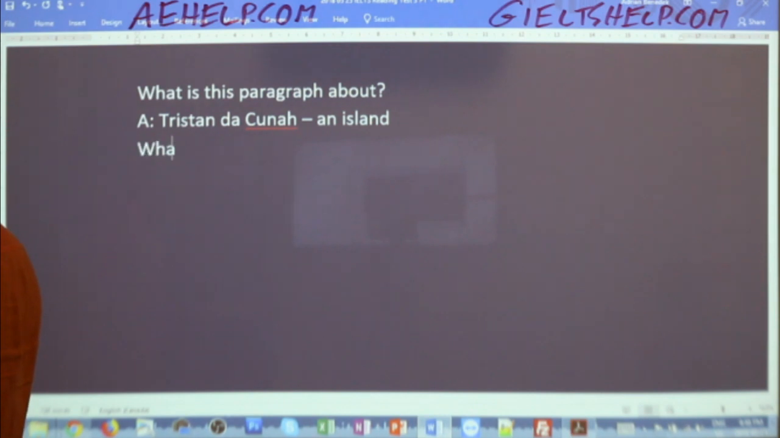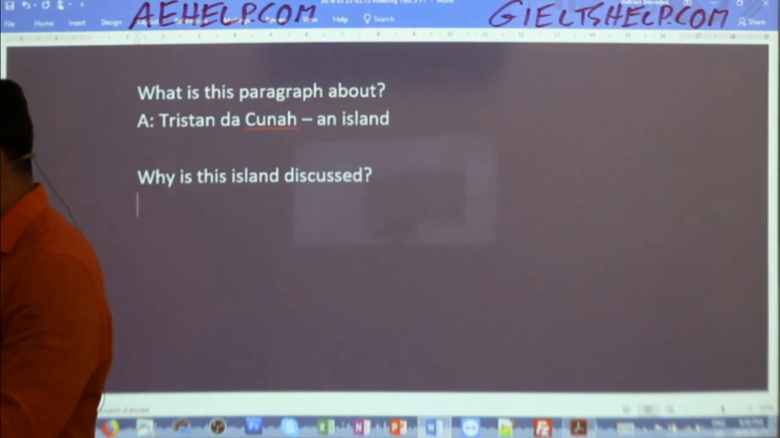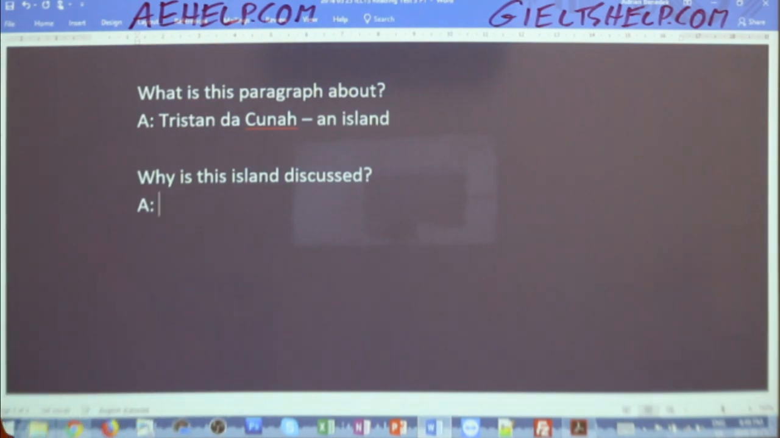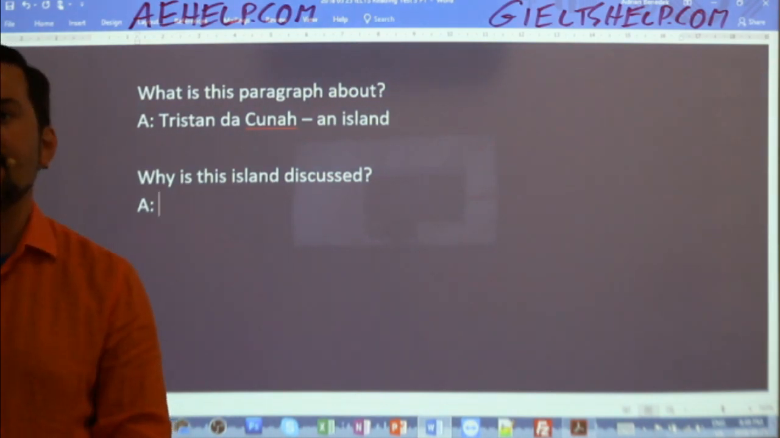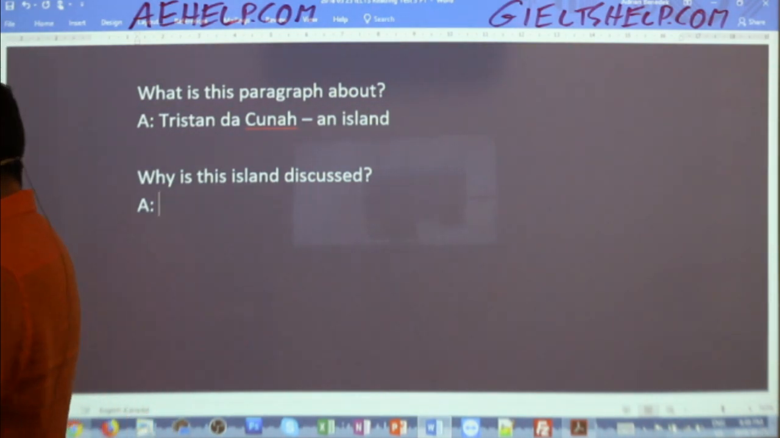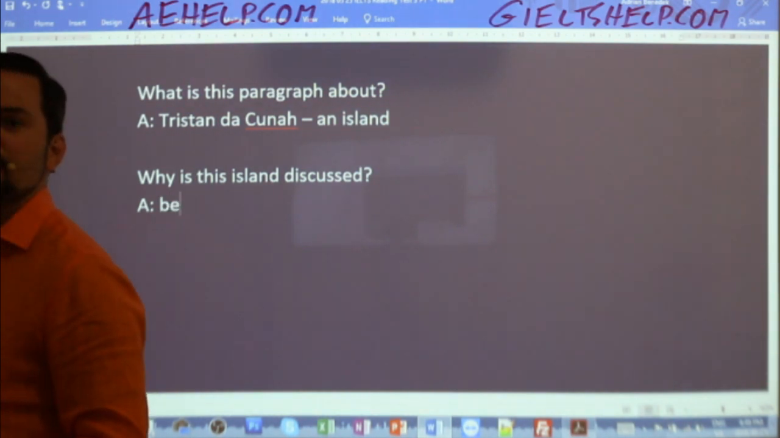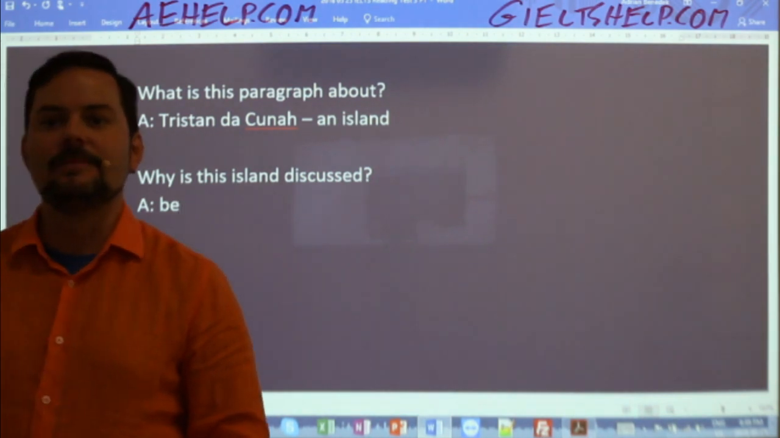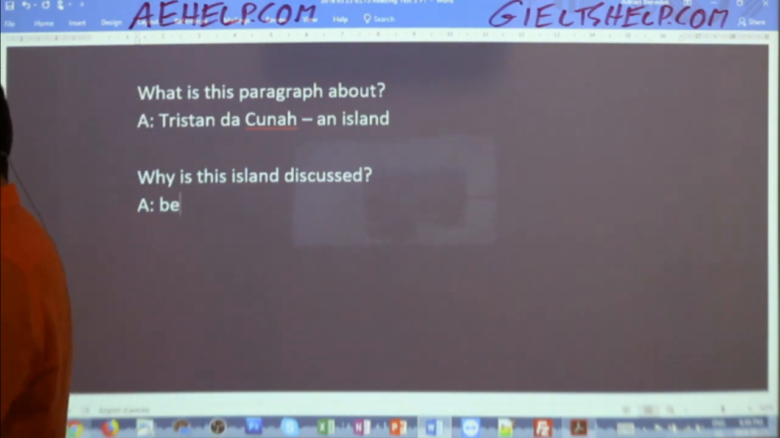Okay, next question. Why is this island discussed? What's the answer there? Okay, moving through this first paragraph quite quickly, just because it's a fairly simple one. Yeah, because it's remote. How remote is it? Can you be a little bit more specific? Because it is the most remote place on Earth would be an even better answer.